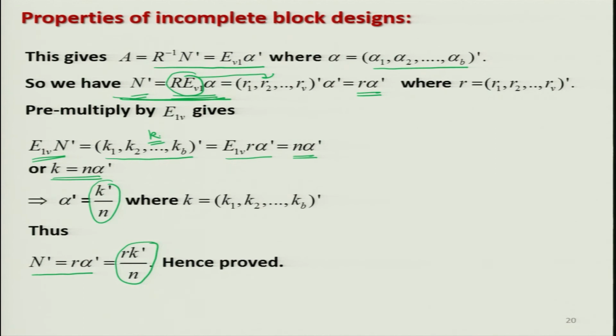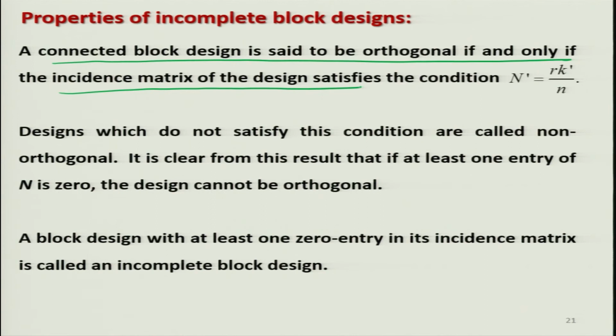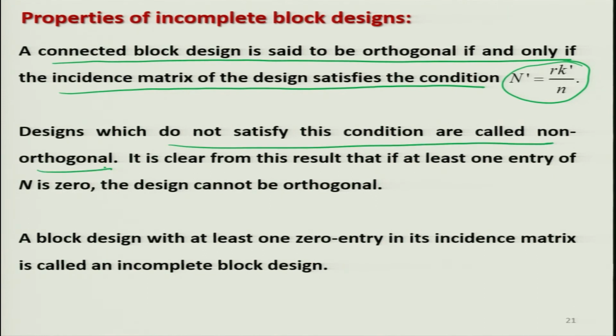So, that is the very simple result and it is based on the result from linear estimation and vectors and matrix theory. Anyway, now we have proved this result, and now we try to see what is really happening with this one. So, the result says that our connected block design is said to be orthogonal if and only if the incidence matrix of the design satisfies the condition that this one is R K transpose upon N. And obviously, the designs which do not satisfy this condition are called non-orthogonal.